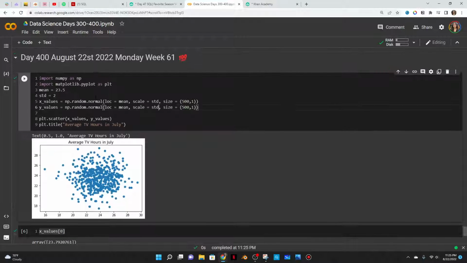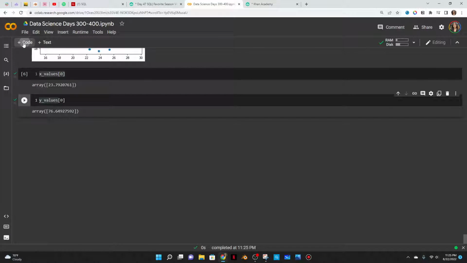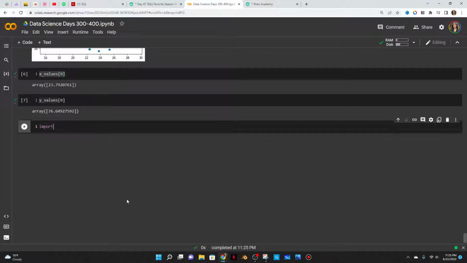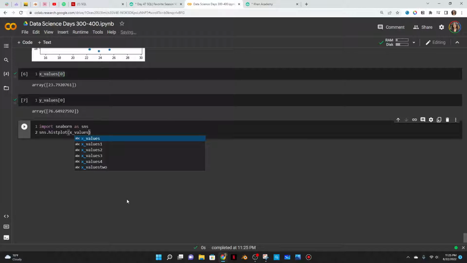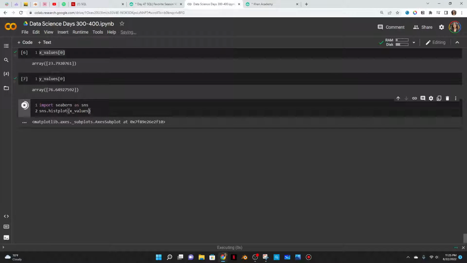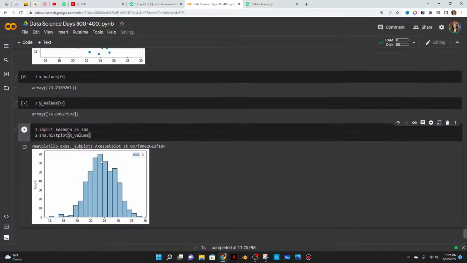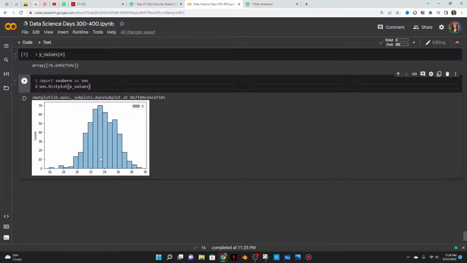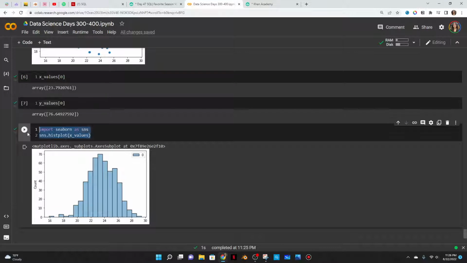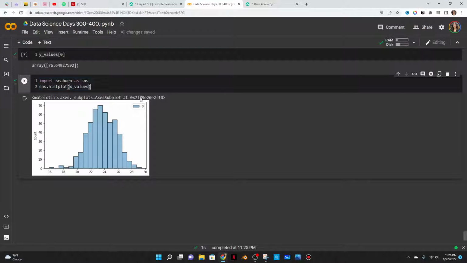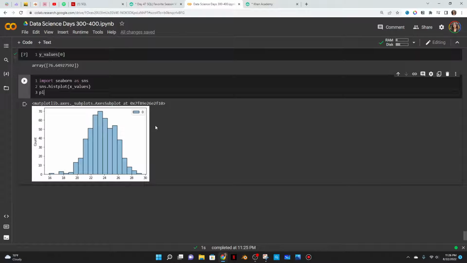Because if I were to take, let's say, the x values and do import seaborn as sns and then sns dot histplot and plot the x values, let me see. Right, so it would have a histogram centered around 23 point whatever. So that's just one set, and that particularly makes sense for the number of TV hours.